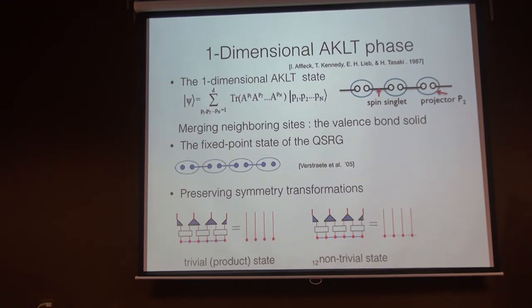However, if we do the real quantum state RG, that means we apply the local unitary transformation to remove the short-range entanglement and do the coarse-graining, it will flow to a trivial state. However, if we choose a particular local unitary transformation to preserve symmetry, for example, for the one-dimensional AKLT, if we preserve the SO(3) symmetry, then it will flow to a non-trivial fixed point.